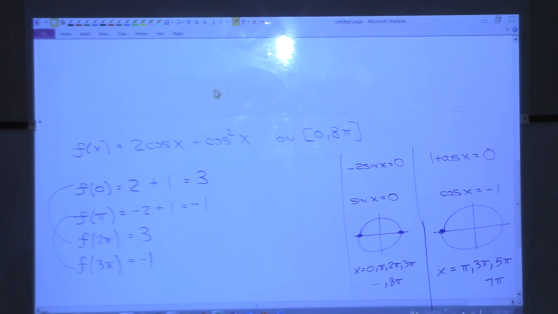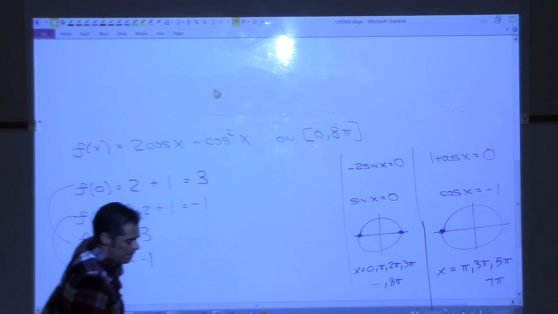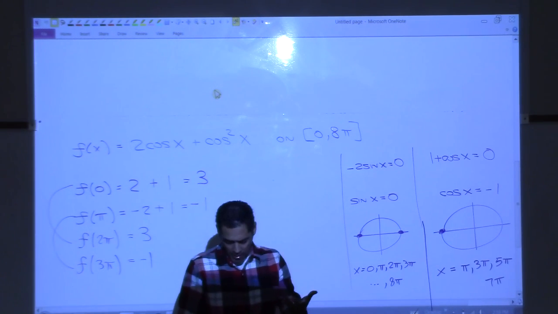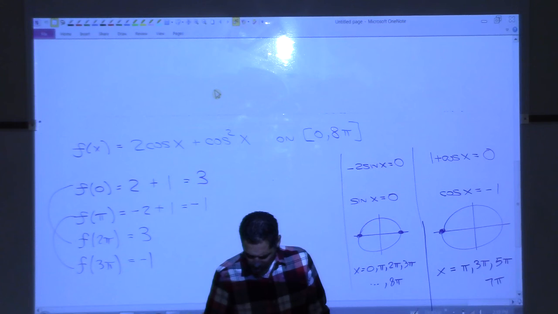I'm out of time. We'll have more practice with this. For now, we're pretty much done as far as the theory of this section. You can do your homework for 4.1.